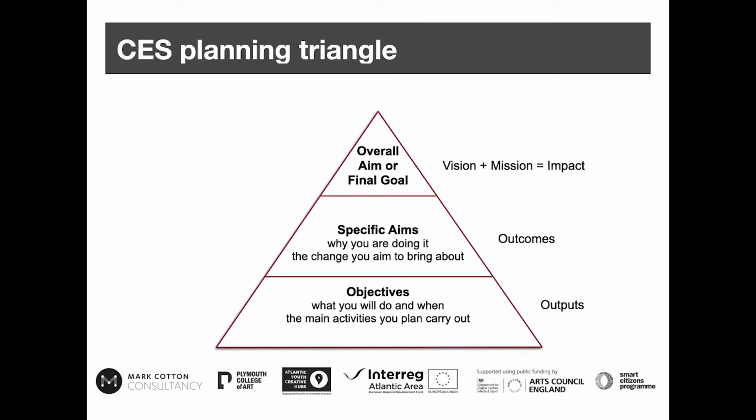They are the core of the planning process, setting out what will happen, how it will happen, who will do it, and when. And objectives or outputs are best described using words of action to set out what you will actually do, such as provide, run, organize, or produce.